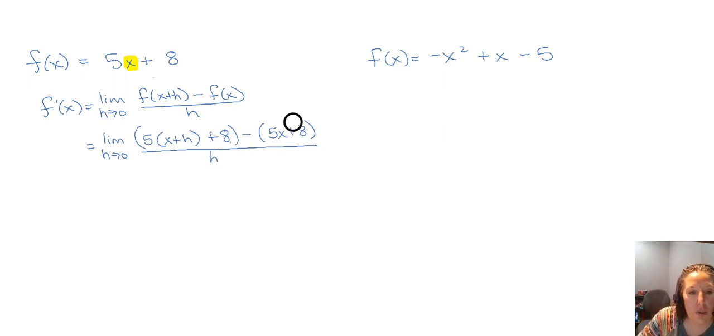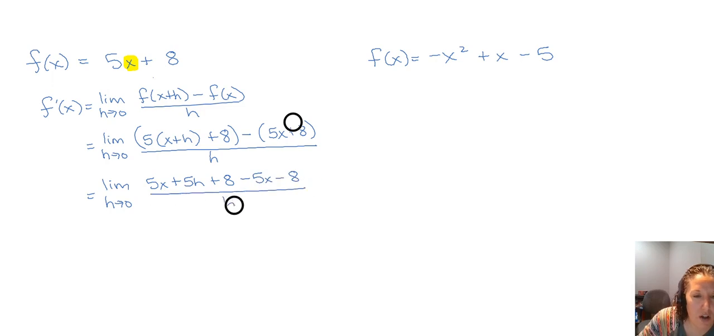And now we just need to simplify our numerator. So let's expand: distribute the 5, distribute the negative. If we distribute the 5, we get 5x plus 5h plus 8. And then distributing that negative, we get minus 5x minus 8 all over h. We do have a plus 8 and a minus 8 that are going to add to 0. We also have a 5x and a negative 5x that are going to add to 0. Everything that is left has an h.